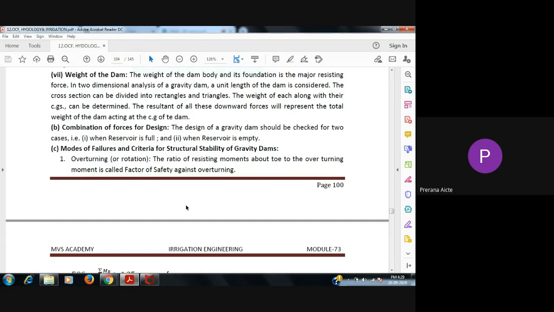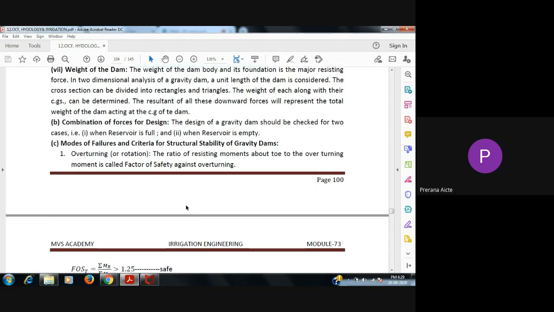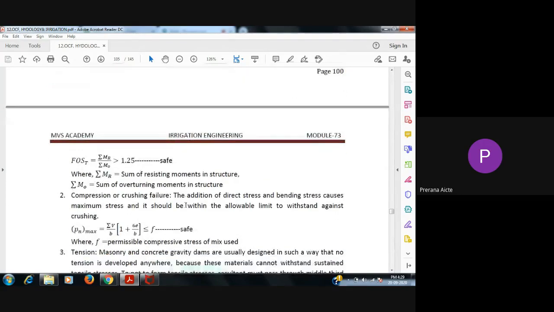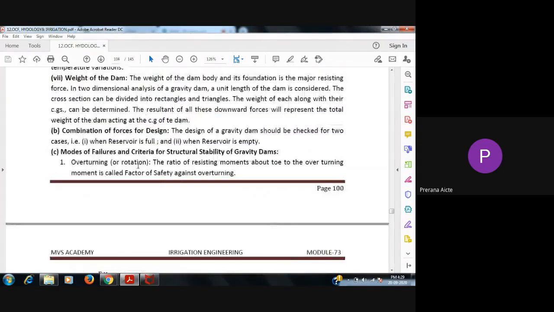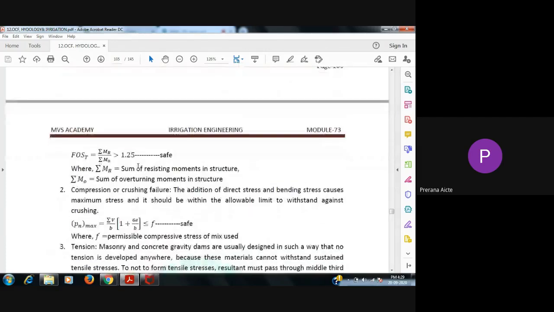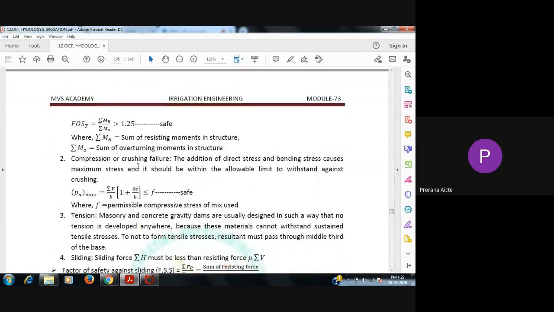What are the modes of failure and criteria for structural stability of a gravity dam? Overturning or rotation: it is the ratio of resisting moment about the toe to the overturning moment, called the factor of safety against overturning. How much is the factor of safety? 1.25. Please remember this value. The factor of safety should always be greater than 1.25 against overturning. Then the second one is compression or crushing.